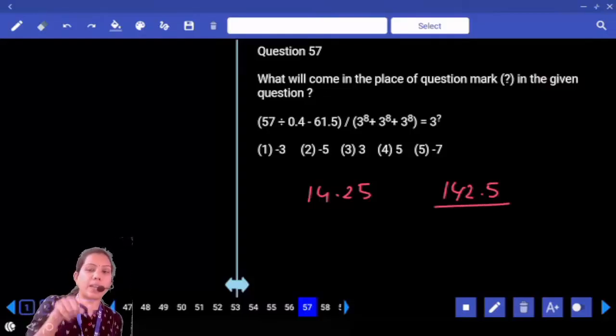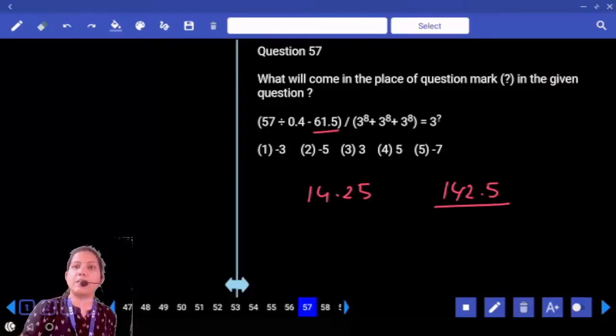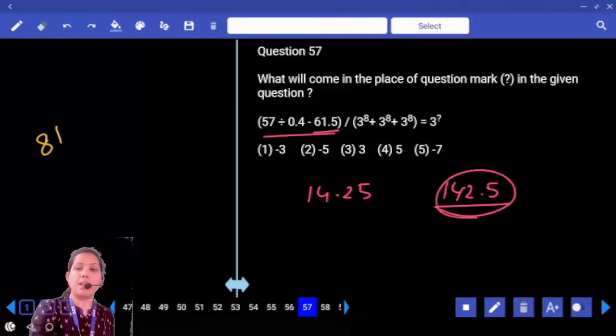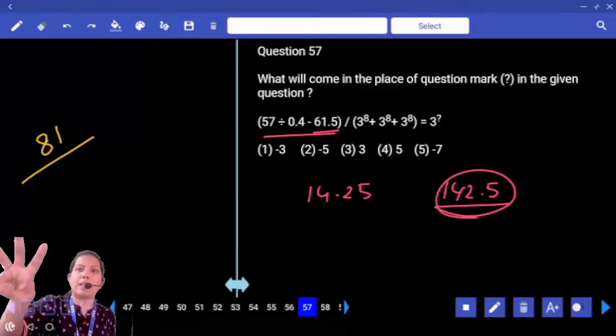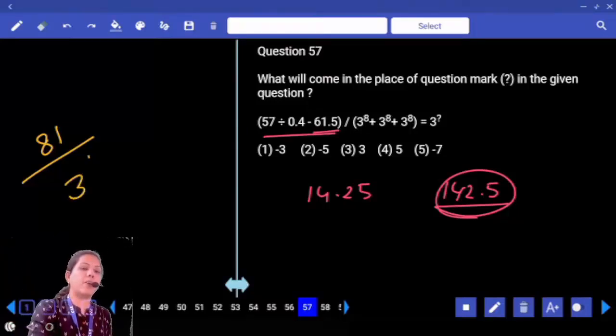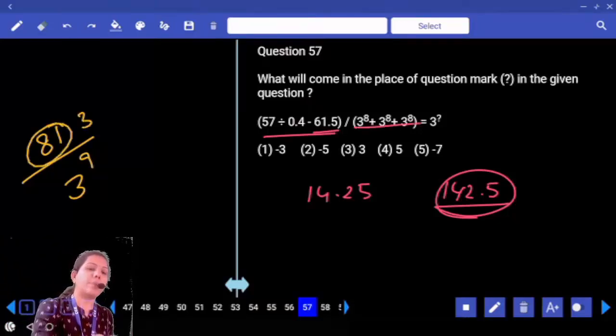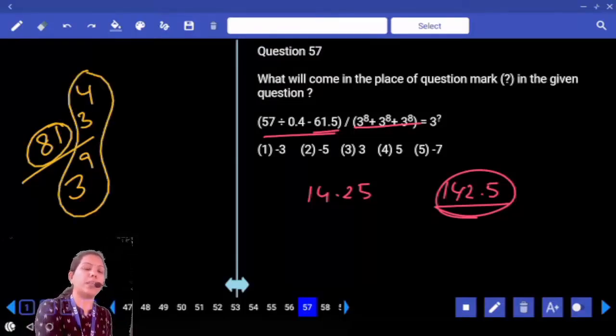Ardhamainda? Divided by 4 value 14.25. But it is not divided by 4. It is 0.4. So answer 142.5 minus 61.5. So value is equal to 81. So numerator value is 81. And next denominator value. 3 power 8 plus 3 power 8 plus 3 power 8. If 3 power 8 common, 1 plus 1 plus 1 is equal to 3. 3 power 8 into 3? 3 power 9. So denominator, this value is equal to 3 power 9. 81 in 3 powers. 3 power 4. 3 power 4 divided by 3 power 9? 3 power 5 or minus 5? Minus 5. Second option.